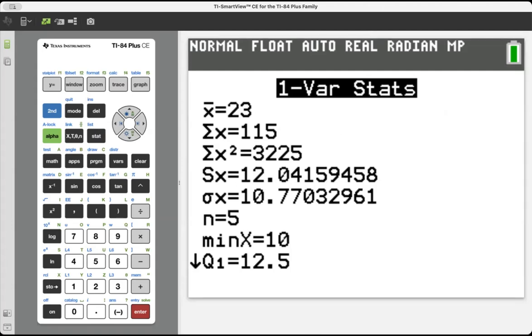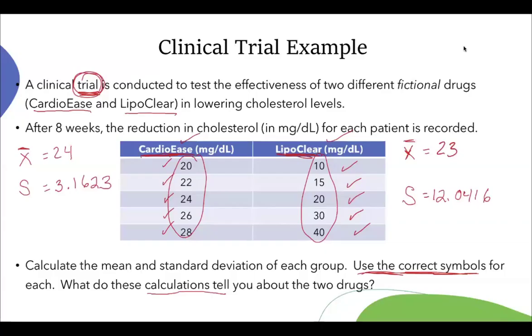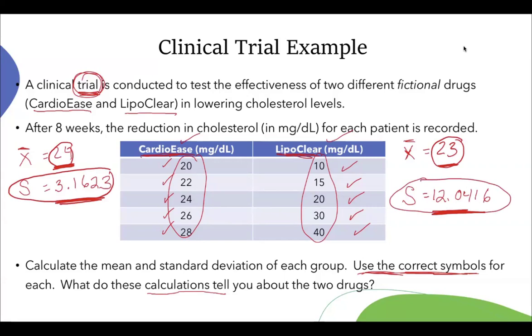Okay, that gives us a lot of information. Let me go back to the slideshow. Okay, so I took note of those numbers while the calculator was on. 24, the mean for CardioEase, and 3.1623, the standard deviation. 23, the mean for LipoClear, and 12.0416, the standard deviation for LipoClear. So the mean is not too drastically different between the two data sets, but the standard deviation definitely is much different between the two data sets. It's much bigger for LipoClear.